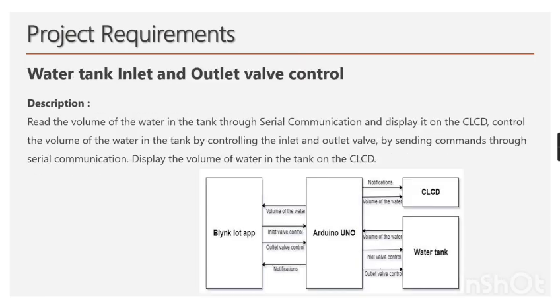And the third requirement is water tank inlet and outlet valve control. We can read the volume of the water in the tank through serial communication, and it is also displayed on the CLCD and on the Blynk IoT app. And we can control the volume of the water with the inlet and outlet valves by sending commands through serial communication, and we can also display all the values on the CLCD. And this is the basic block diagram of controlling the water tank inlet and outlet valve.